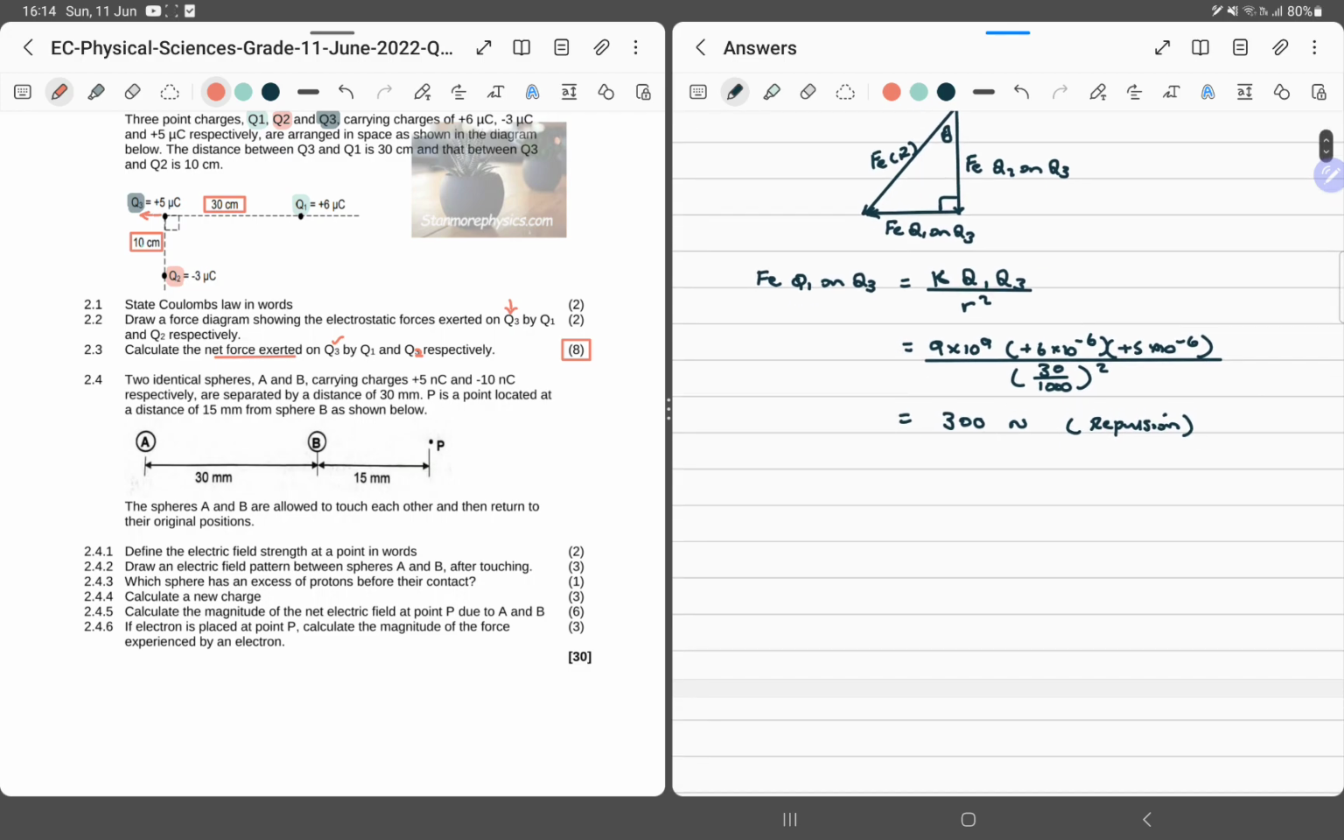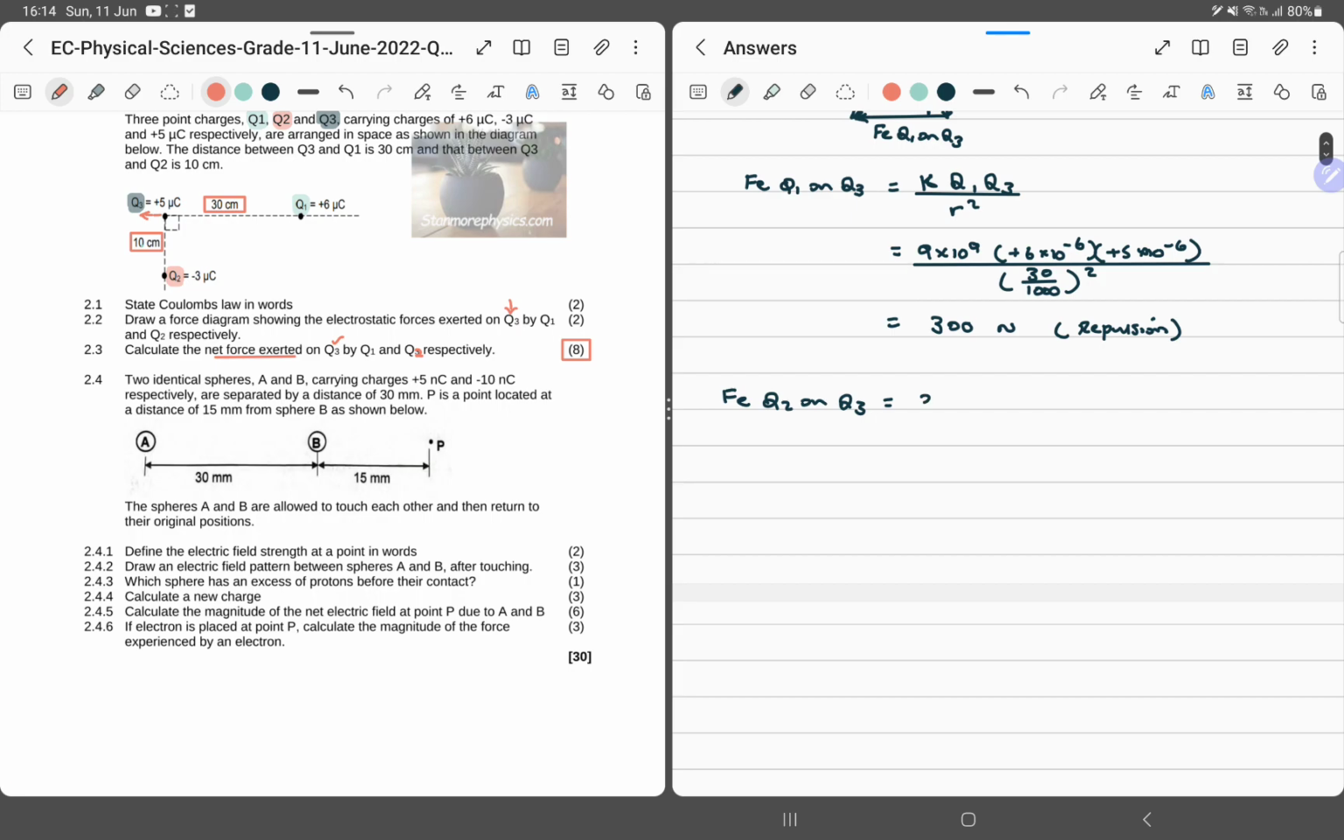And then we can go on and say, well, we want Fe of Q2 on Q3. At this point, you don't really need to be doing that. You can just go straight to the substitution. We have shown it above, so we don't need to show it again. So this one now becomes minus 3 times 10 to the minus 6 into 5 times 10 to the minus 6, all of that divided by the distance between the two. It was 10 centimeters.